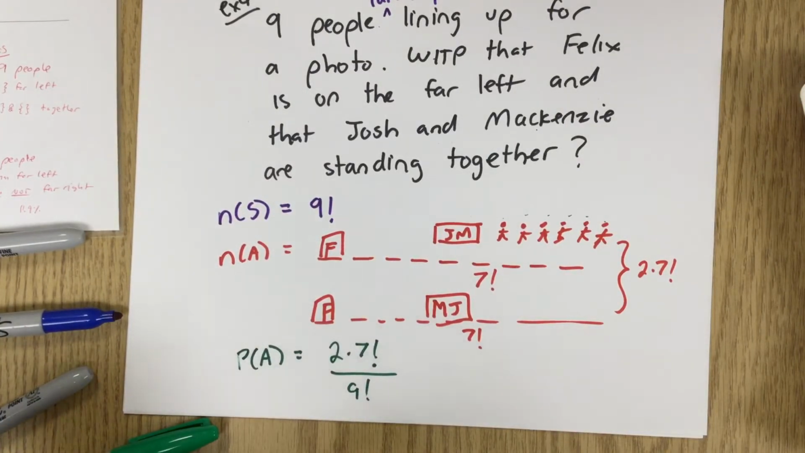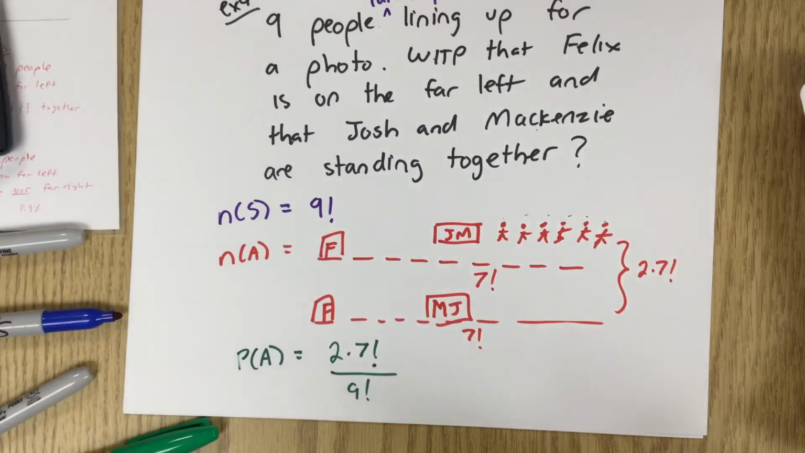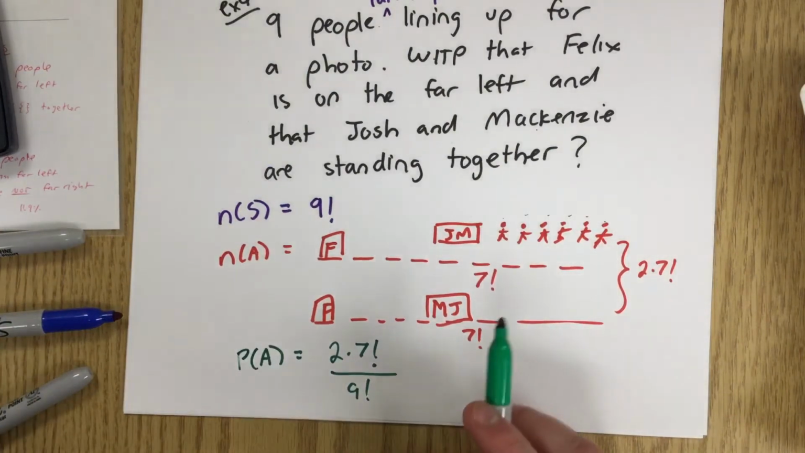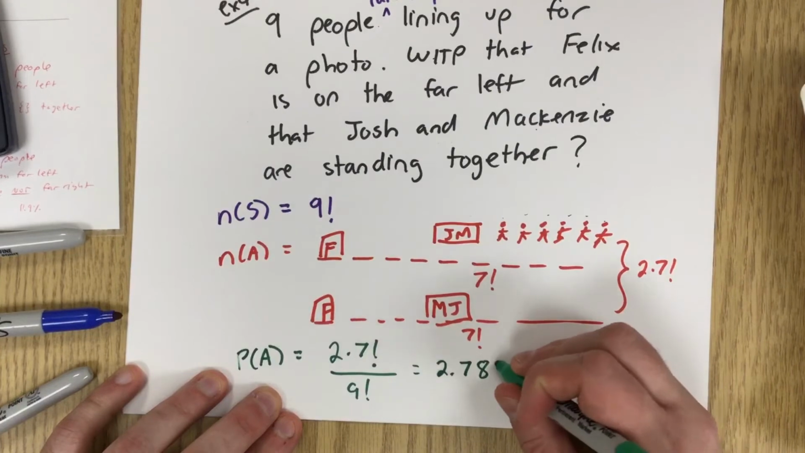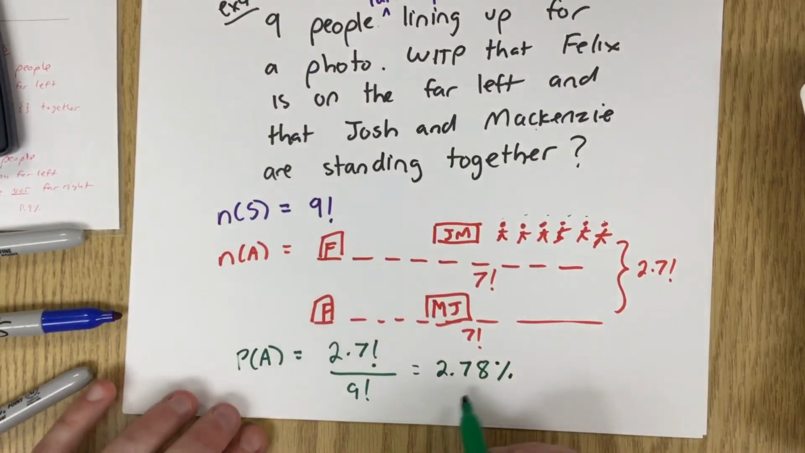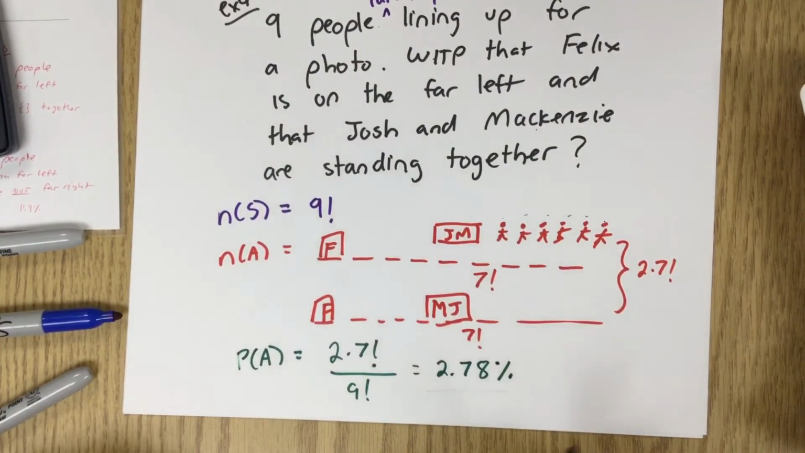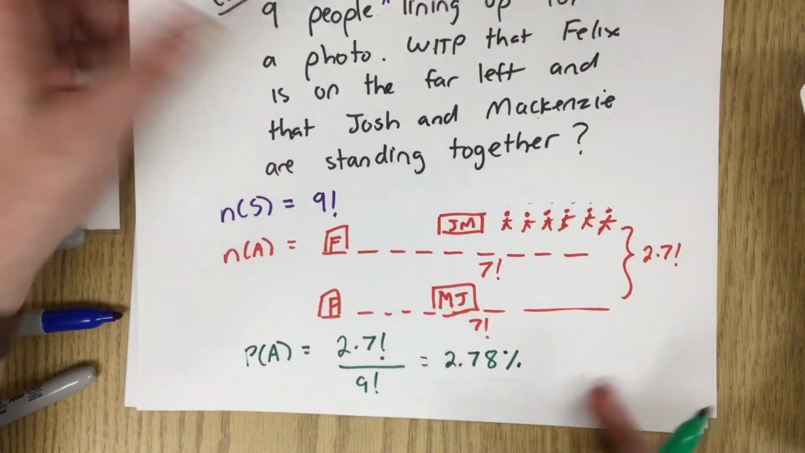2 times 7 factorial divided by 9 factorial equals. And I got 2.78%. I like to keep 3 significant digits. 2.78%. That was number 4.